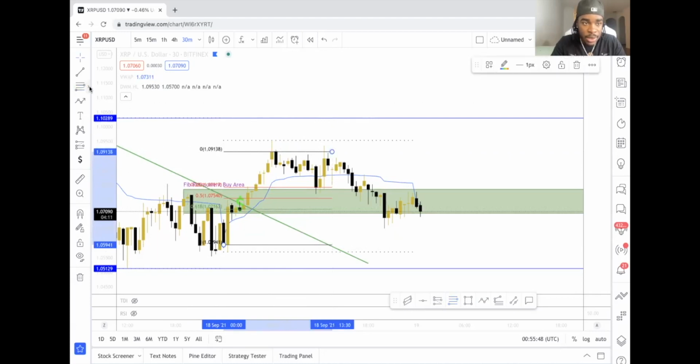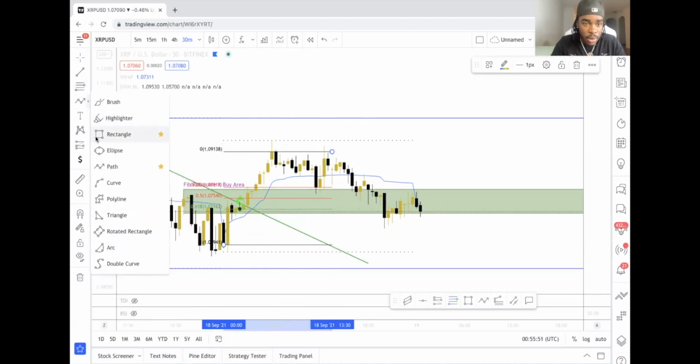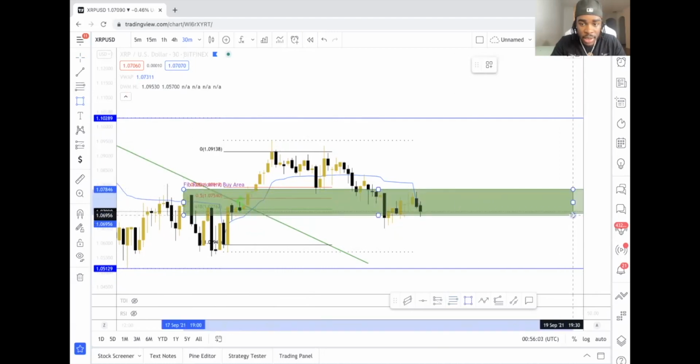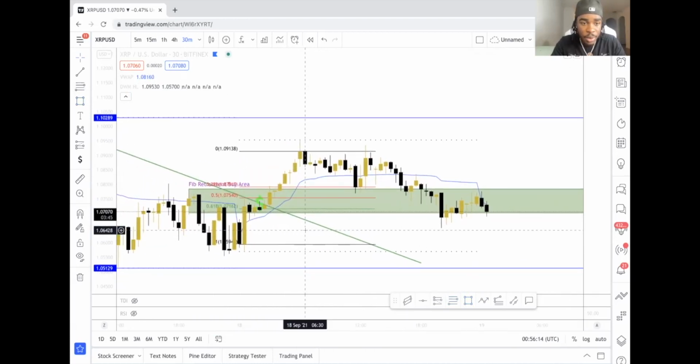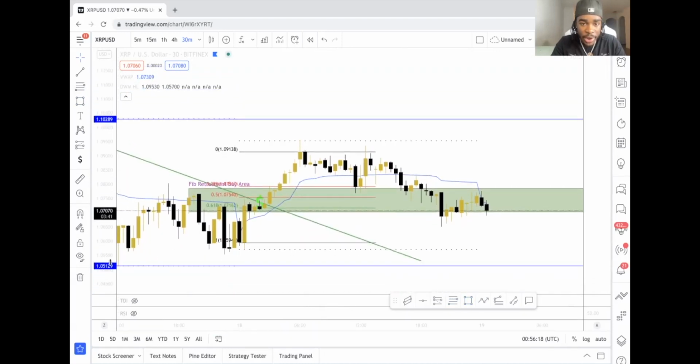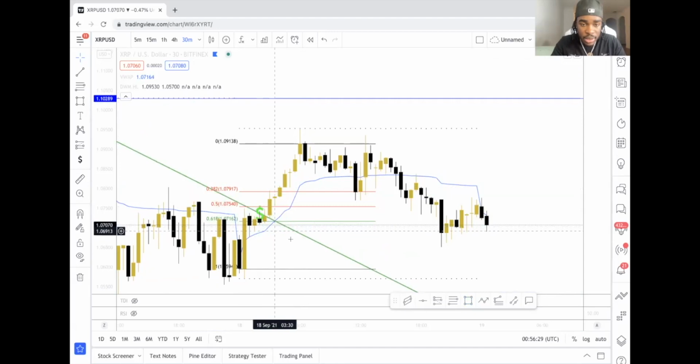So all I did was draw a little rectangle. And then that would be an area where I would like to see some bullish action. So I'm in this trade for a buy right now. I'm gonna show you guys where I entered and why. Let me take this box away real quick so I can show you.